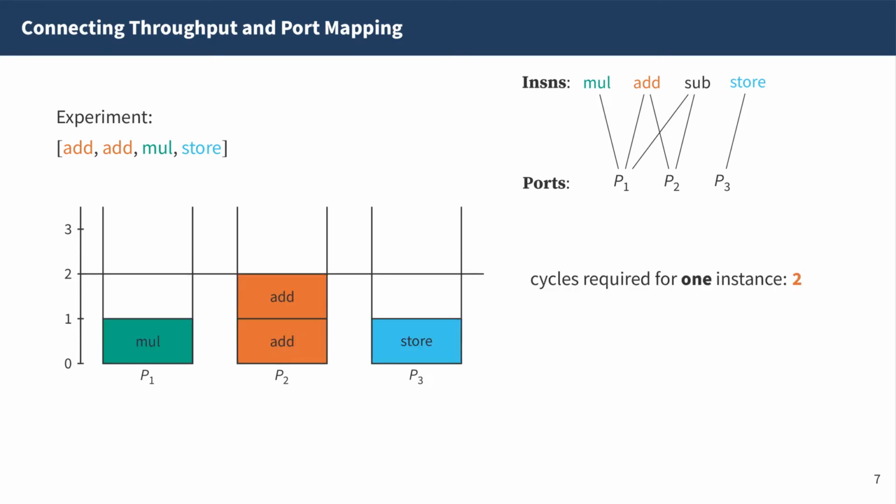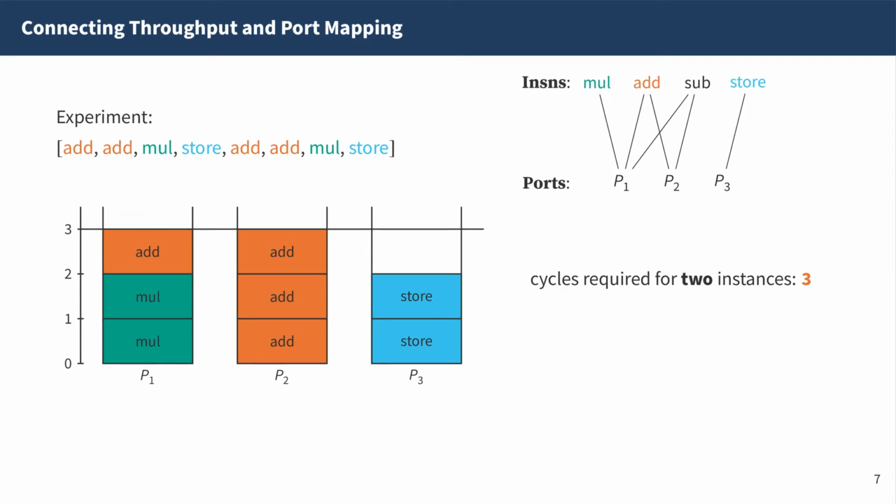The mul and store instructions are forced to their ports, whereas the add instruction could be executed on either port 1 or 2. This execution needs 2 cycles, so we could assume a throughput of 2 cycles. However, when we add in another instance of the same experiment, we can distribute the instructions more evenly to execute the 2 instances in 3 cycles. On average, this leaves us with a throughput of 1.5 cycles per experiment iteration in a steady state.